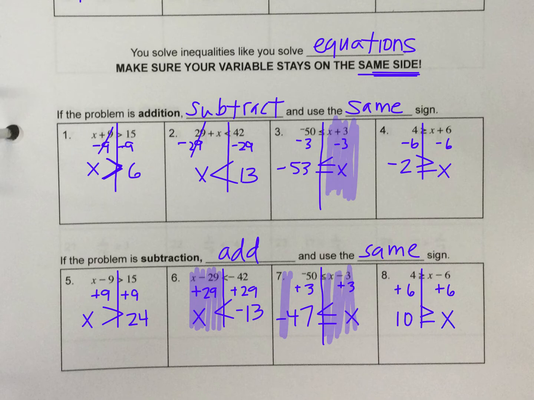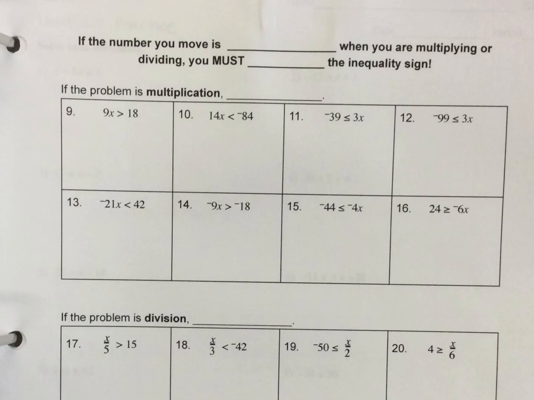All right, turn to the back page, or the back side of this page. All right, this is when inequalities get a little different than equations. Remember, with our inequalities, we just copied down the same signs when we were adding or subtracting. If the number that you move is a negative number, when you are multiplying or dividing, you must flip the inequality sign. So let's do some practice.